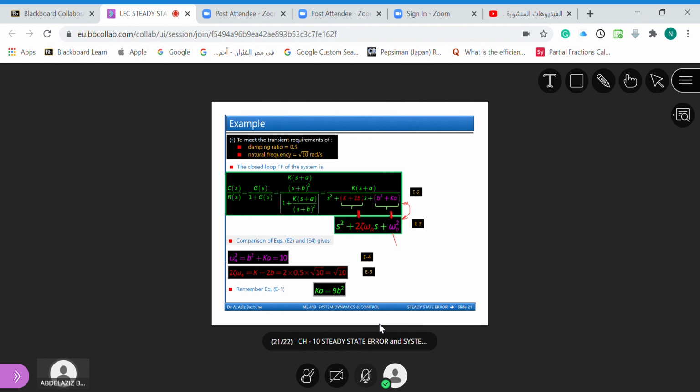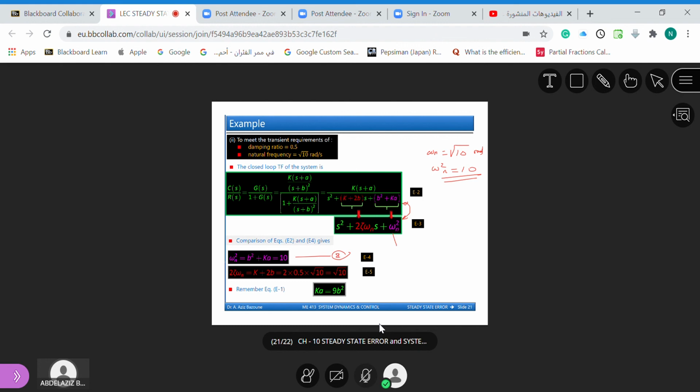Omega n was given to us as a condition that is equal to square root of 10 radians per second. So omega n squared will be equal to 10. This is given. On this side, omega n squared will be b squared plus Ka. This is the second equation. We are getting the second equation.